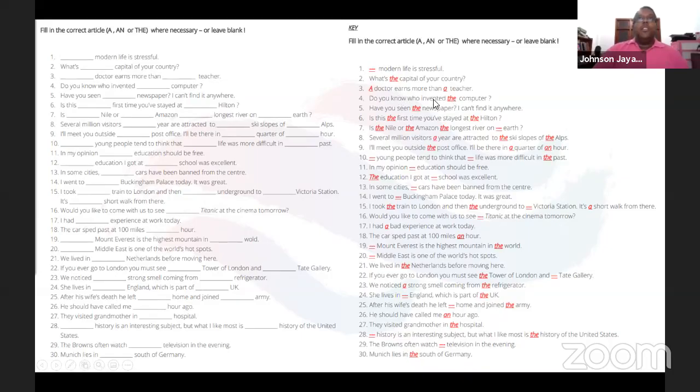Do you know who invented the computer? Okay, the computer. We're talking about the first ever computer. Have you seen the newspaper? I can't find it anywhere. So we're being specific here because this person is trying to find a newspaper, a specific one.